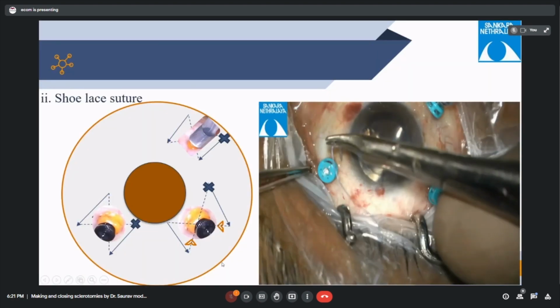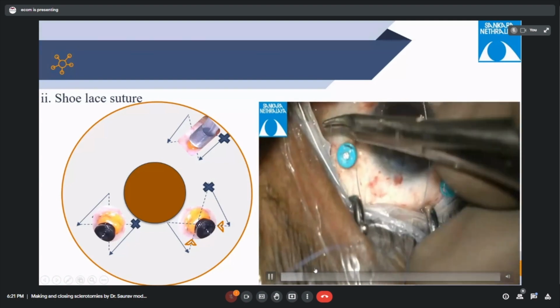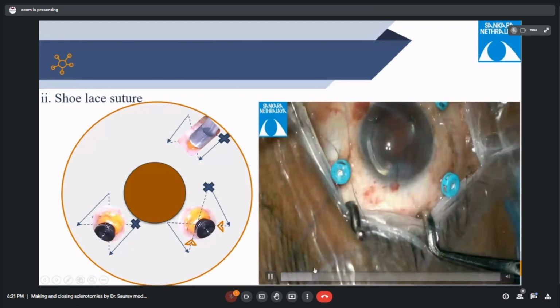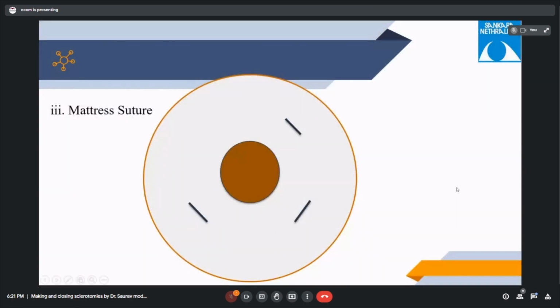The video showing the shoelace suture. A partial thickness bite is taken, the same needle is taken to the adjacent side, and then the two ends are tied. We also have a mattress suture. This is how a mattress suture is placed.